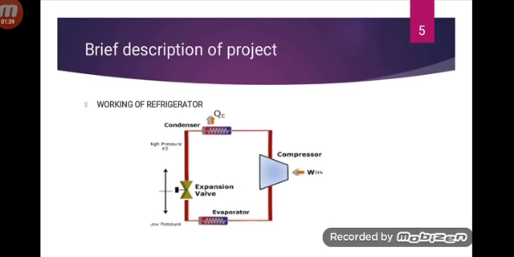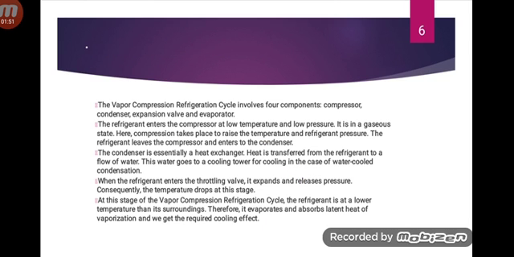Brief description of project. In that, working of refrigerator. So it is a flow diagram for working of refrigerator. In that, compressor, condenser, expansion valve, evaporator. The vapor compression refrigeration cycle involves four components: compressor, condenser, expansion valve and evaporator. The refrigerant enters the compressor at low temperature and low pressure. It is in a gaseous state.